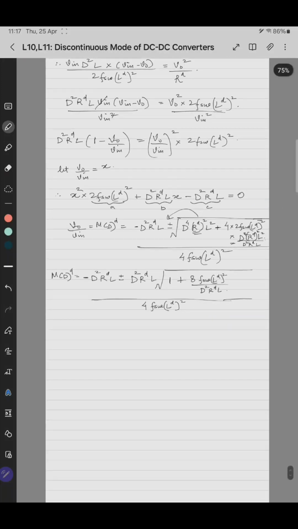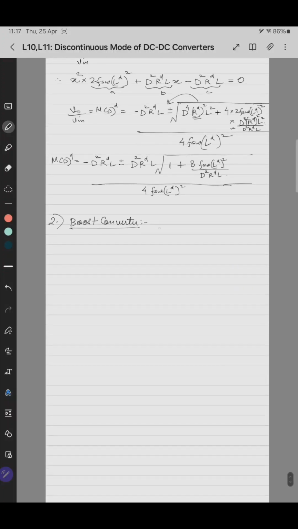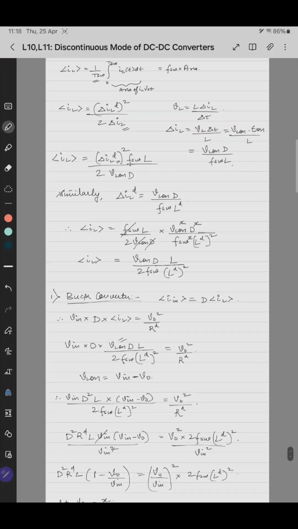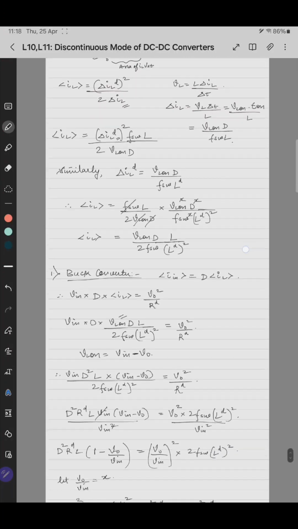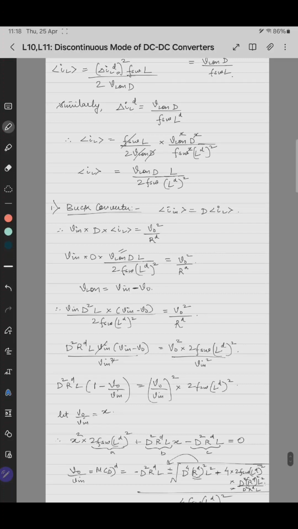So similarly, second case, for boost converter. For boost converter, the average value of input current is the average value of inductor current, because the inductor is placed at the input side. So therefore, V in into average value of IL. What was the generic expression for the average value of IL? That is VL on. We'll just copy paste.